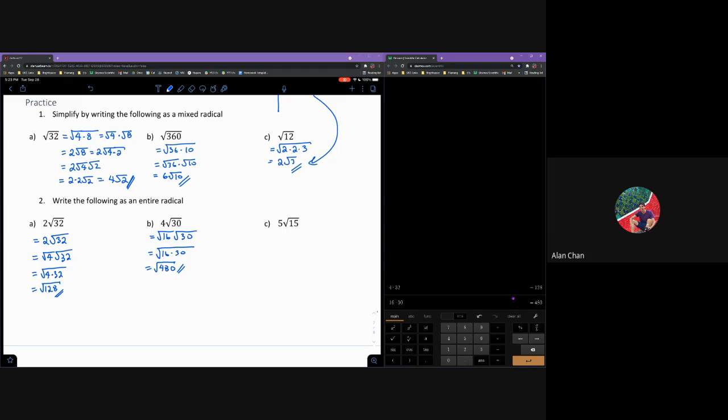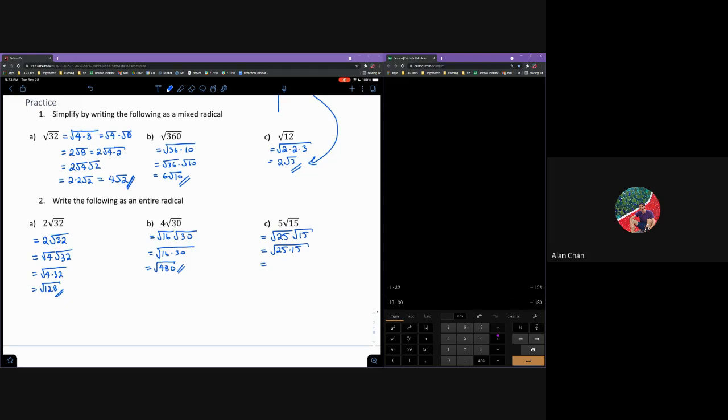And the final one, we want to again get this 5 inside the house. How do we do that? Well, we got to put 5 into a house first, and we know that the square root of 25 is equal to 5. So that's another way of writing 5. We can write it as square root of 25 times square root of 15. And then again, we can combine them under the same house.